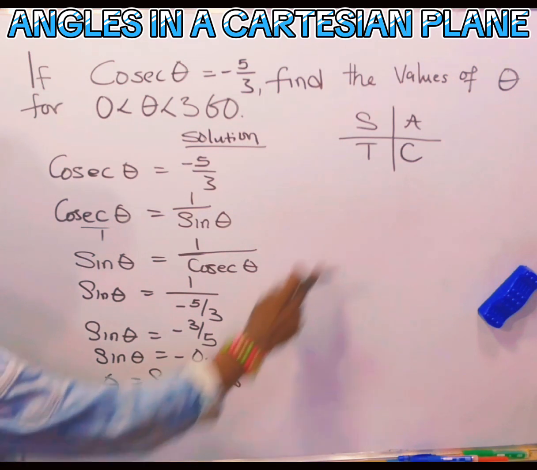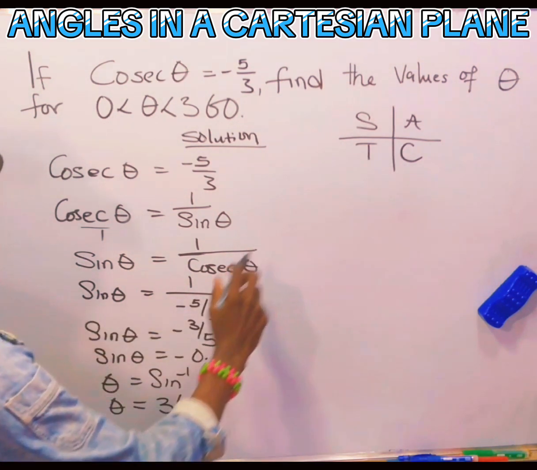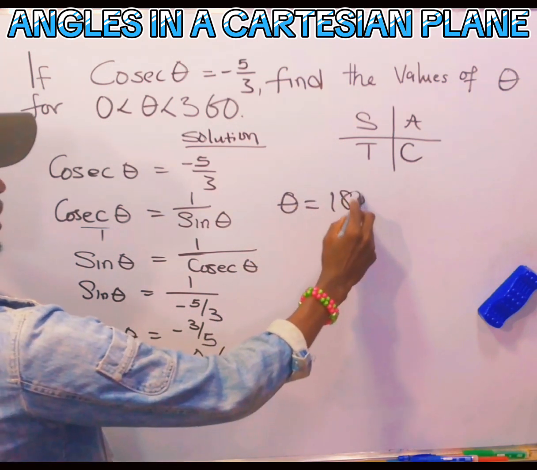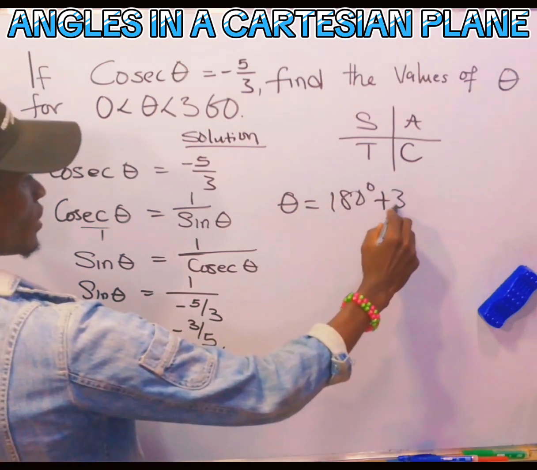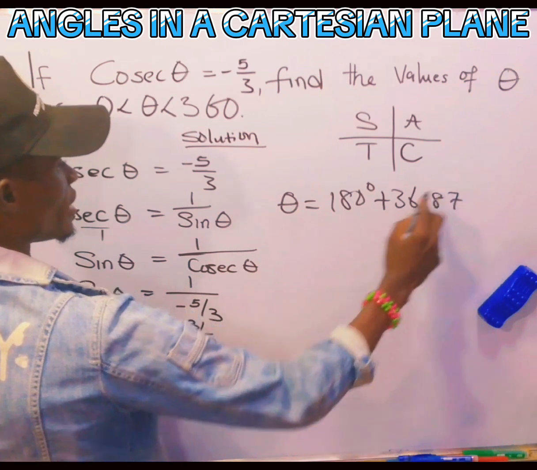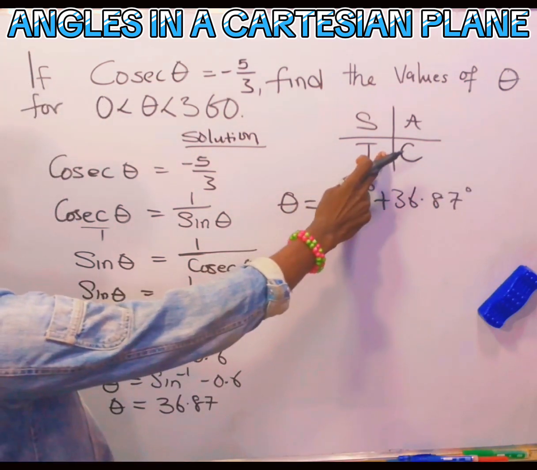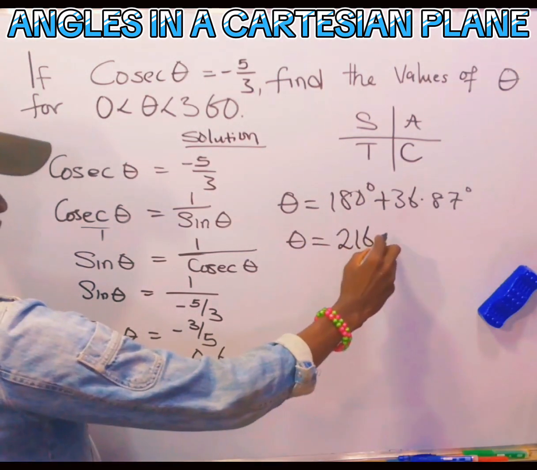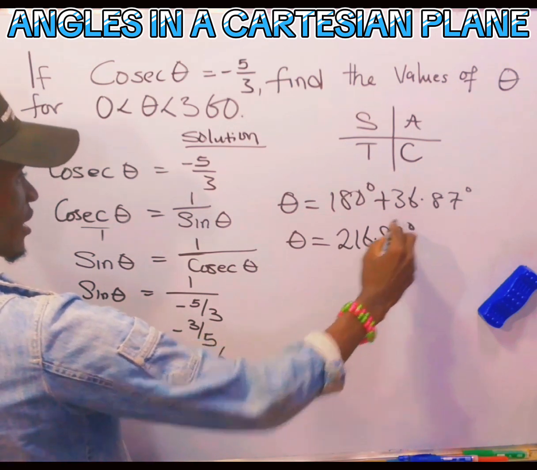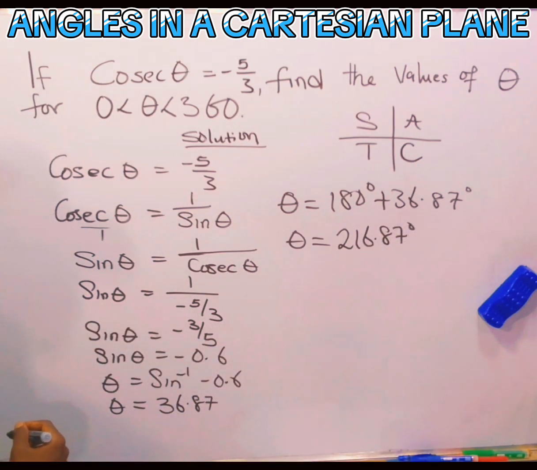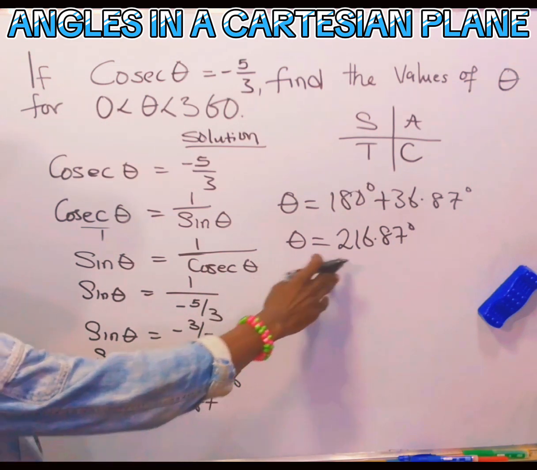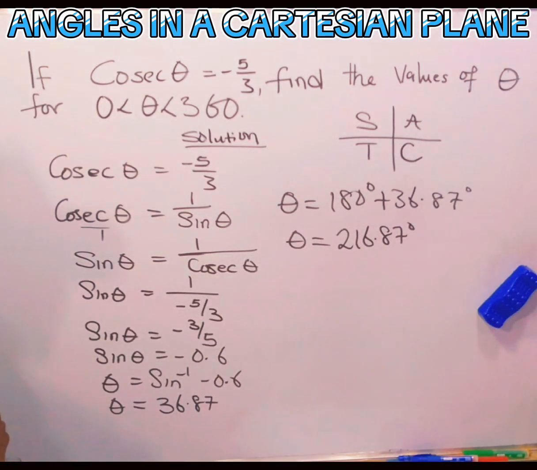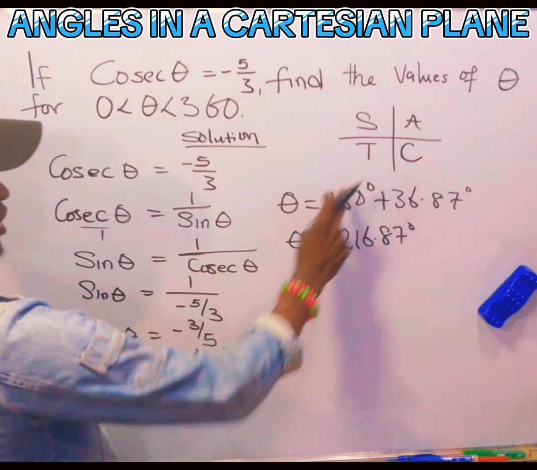So for theta to be in the third quadrant here, we simply say theta is equal to 180 degrees plus 36.87. So that we'll have our value for theta on the third quadrant. That makes theta equal to 216.87 degrees. Because sine 216.87 degrees will give us a negative value. Now, this is for the third quadrant.